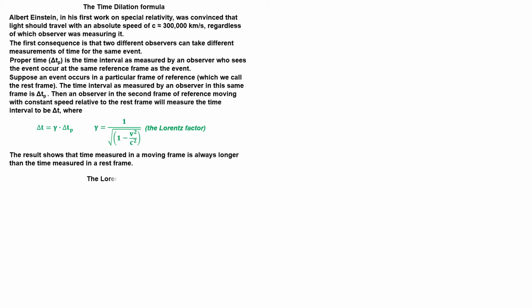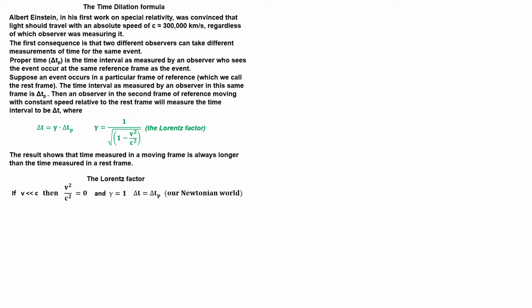The Lorentz Factor and our Newtonian world. Let's look at the Lorentz Factor. If v is negligible with respect to c, then the ratio between v squared and c squared is approximately 0 and the Lorentz Factor is approximately 1. The time dilation is negligible and each observer measures the same interval of time.